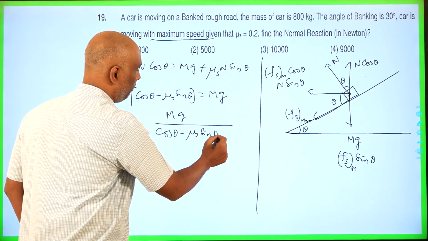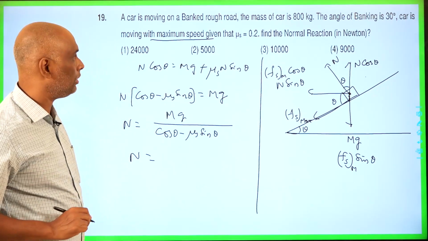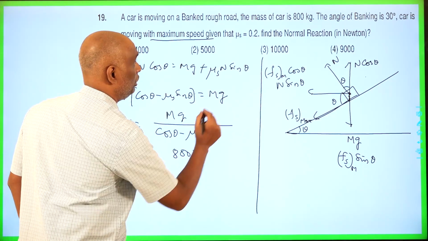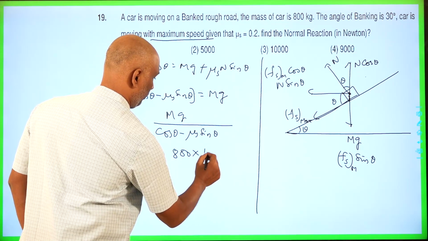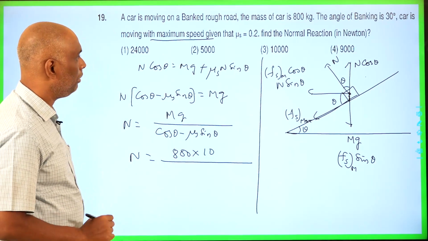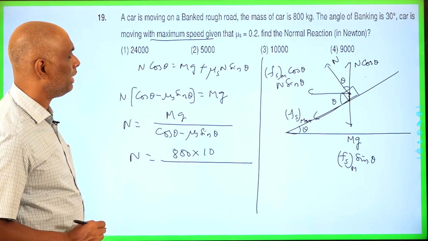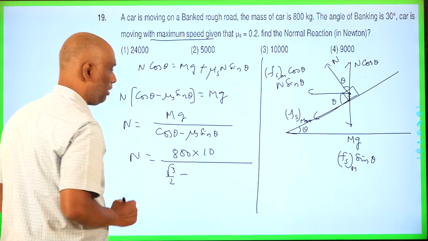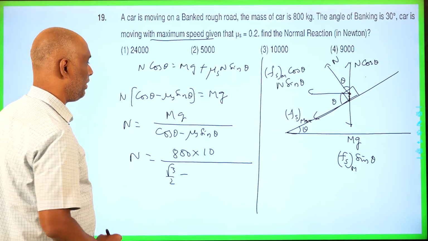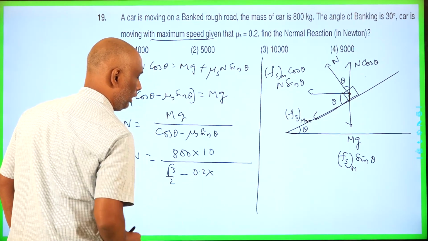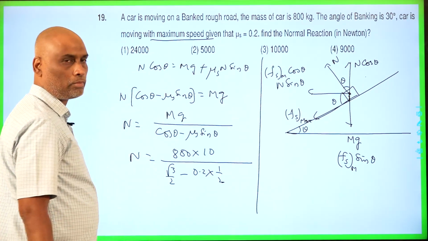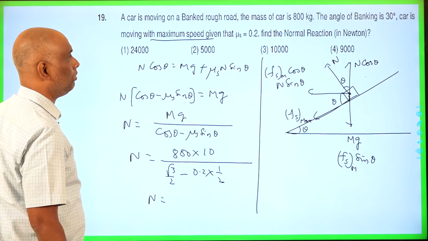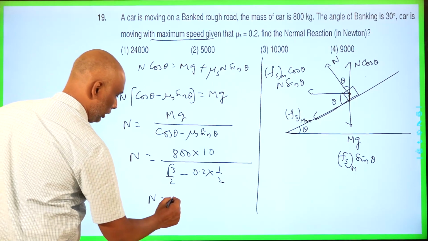Normal reaction N is equal to the mass of the car, which is given as 800, g is 10, divided by cos theta. Here theta is given as 30 degrees, cos 30 is root 3 divided by 2, minus mu s, the value of mu is given as 0.22, into sin 30, which is equal to 1 by 2. On simplification of this, we get the value of normal reaction N as around 10,000 Newton.